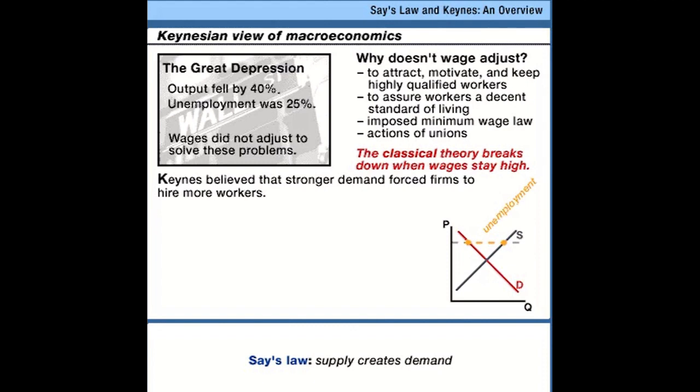When demand is stronger, whenever people will buy more goods and services, then firms have to hire more labor to produce those goods and services. Then people wind up with more income and they spend more money. So for Keynes, the solution to the problem was increasing demand.